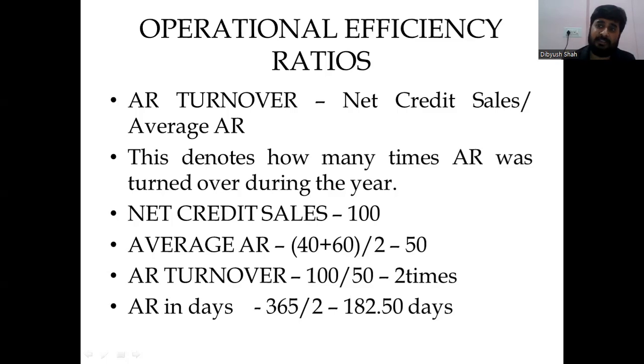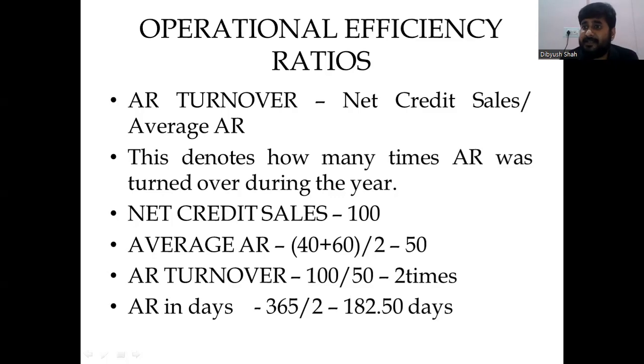You deduct all the sales returns, sales allowances, sales discounts, because that is the portion of the accounts receivable that you are never going to collect. Because you have given them the discounts, they have returned the goods, and allowances. Now, why average here? As I said, I will come to it in a second.